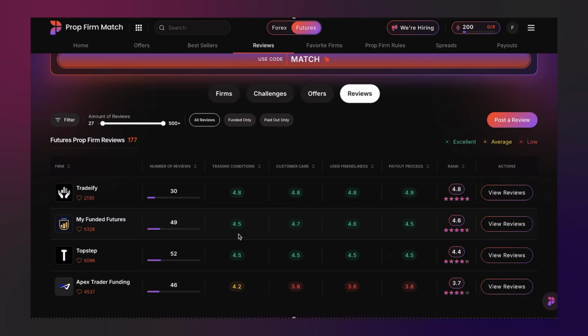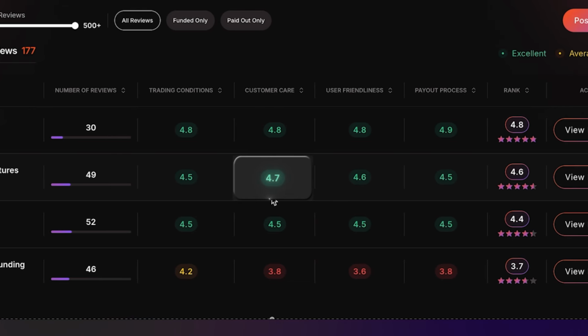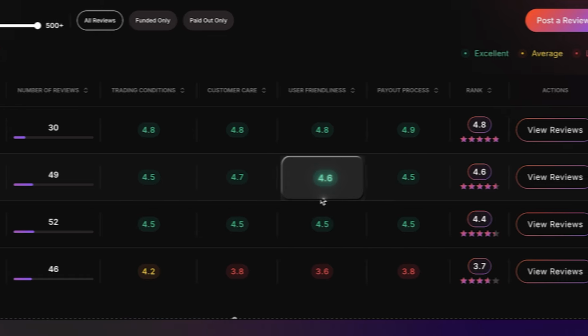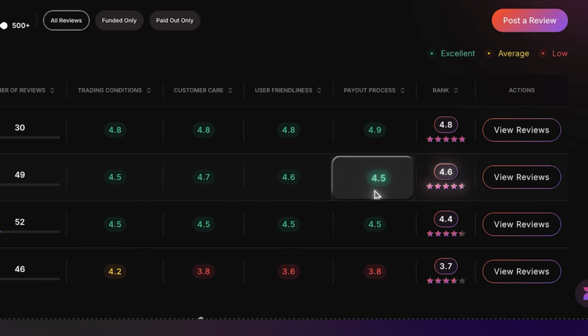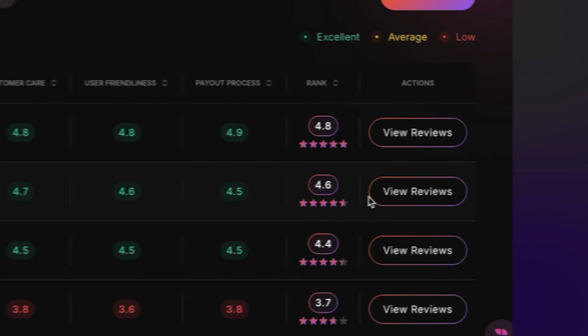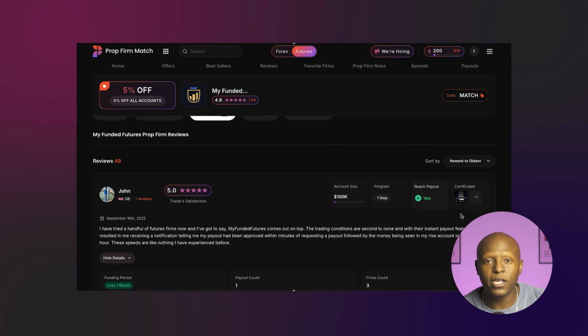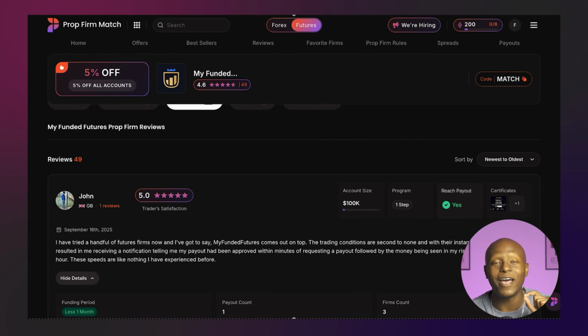Now let's take a look at how My Funded Futures actually stacks up against its competitors. If you come over here, you can see that for trading conditions, it ranks at a 4.5. For customer care, we have a 4.7. For user friendliness, it is a 4.6. And for the payout process, a 4.5. Now, this is a weighted average based off of the total reviews here. And if we come over here, we can see what real traders are saying about these accounts. It's important to note that every review that you see on Prop Firm Match comes from a real trader who got funded with these firms. So these aren't bot accounts, these are actual traders who have actual results.